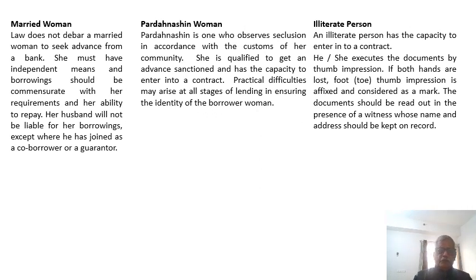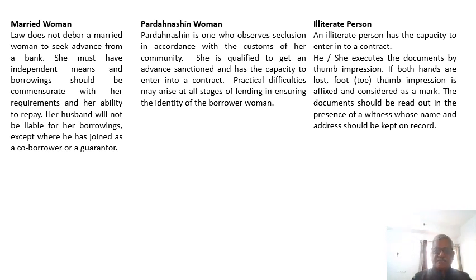Married woman. Law does not debar a married woman from seeking an advance from a bank. She must have independent means and borrowing should be commensurate with her requirements and her ability to repay. Her husband will not be liable for her borrowings except when he has joined as a co-borrower or guarantor.